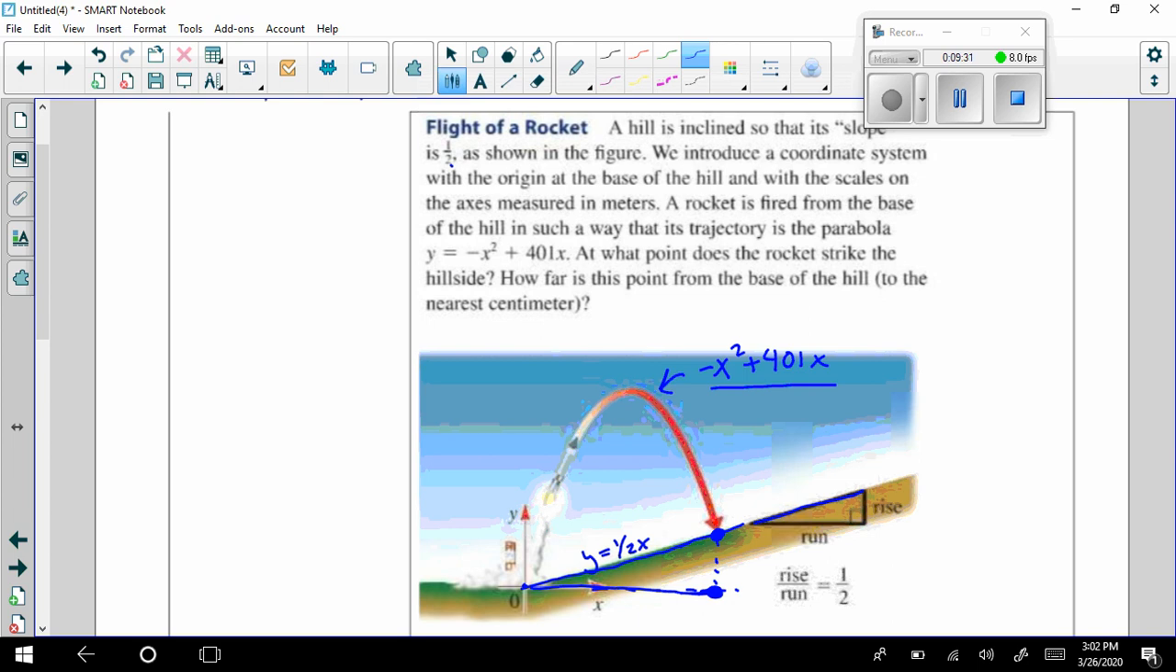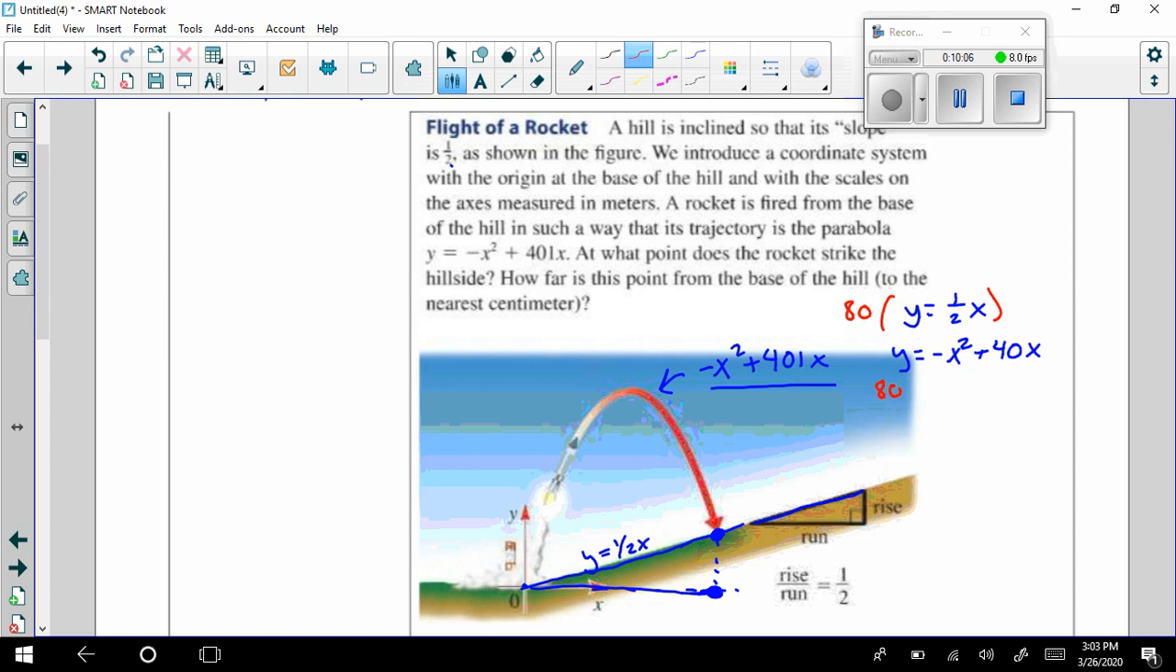Okay. So we have, again, our two equations. We have y equals 1/2 x, and we have y equals negative x squared plus 401x. I would use substitution for this, but since I used substitution already, we can talk about elimination. Let's multiply this one by 80 and then reline this up.